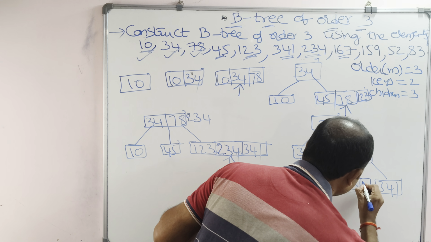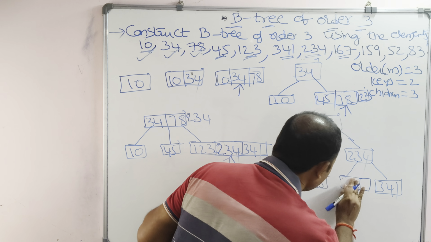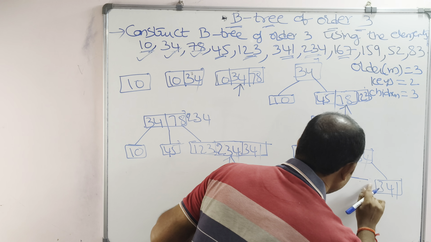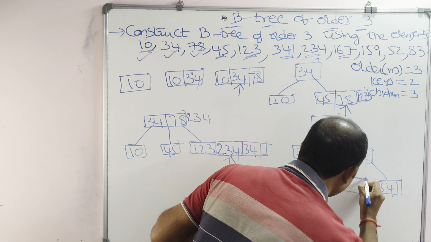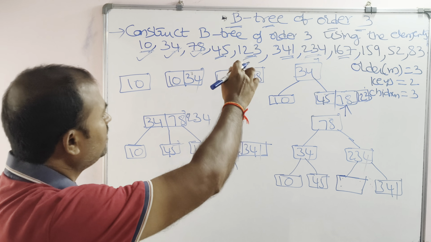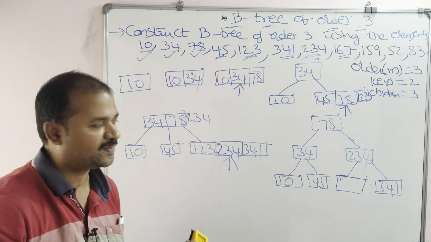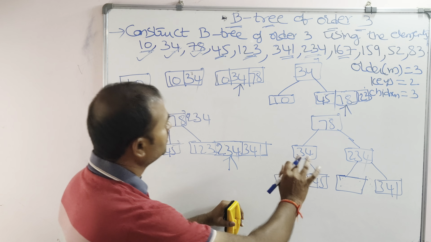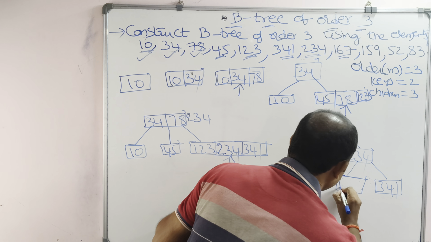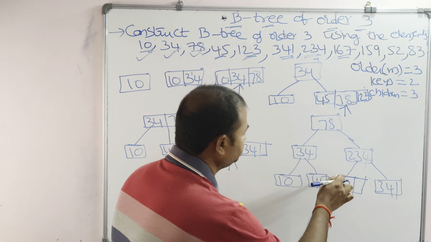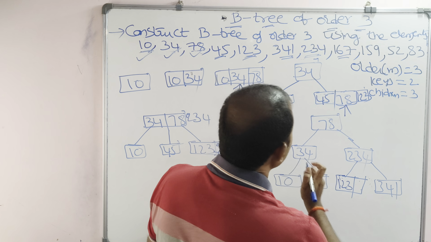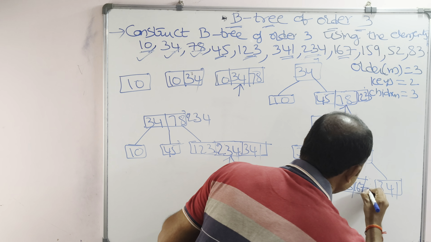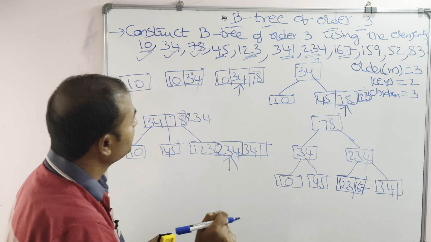So 123. In the examination, it is better to construct the tree based on the keys, tree by tree. Okay. For space constraints, here I am attaching more nodes in one tree. So 123. Next, which element are we inserting? Which key? 167. 123 and 167.